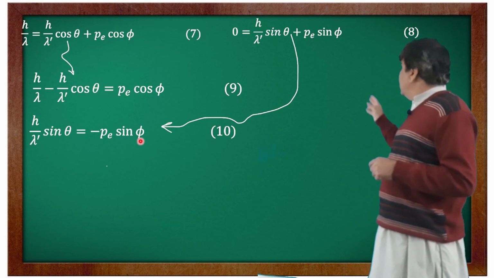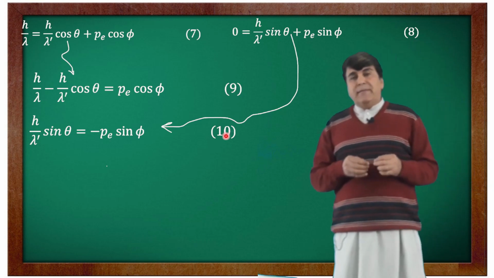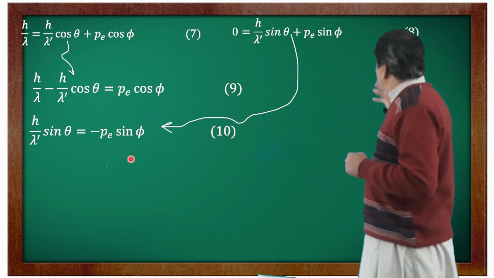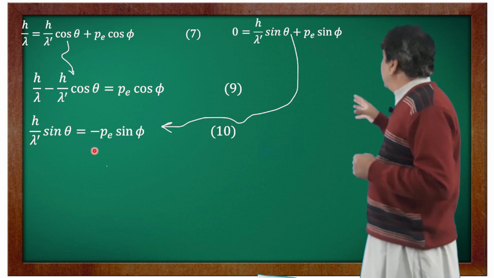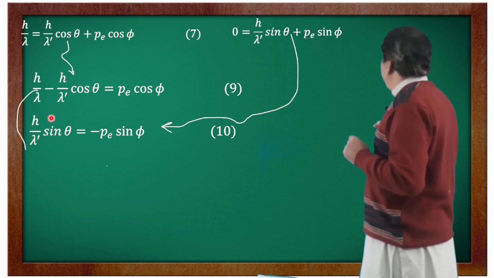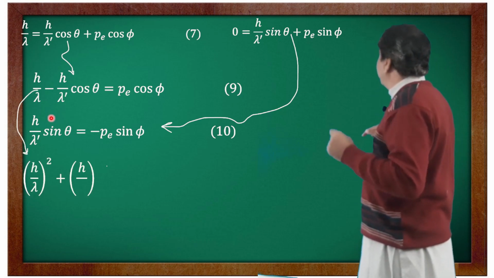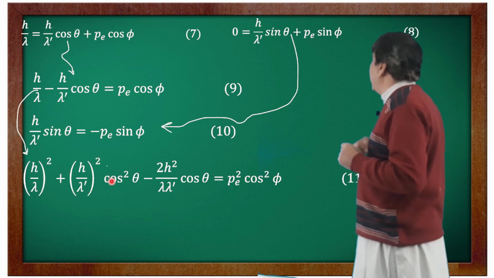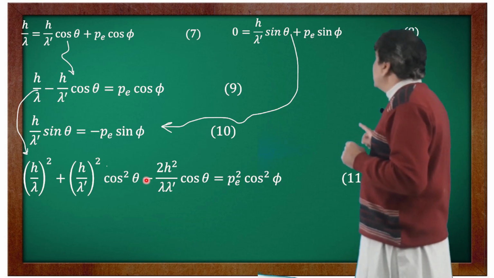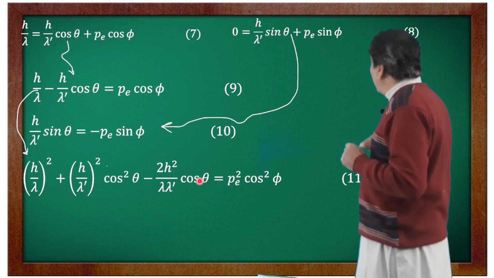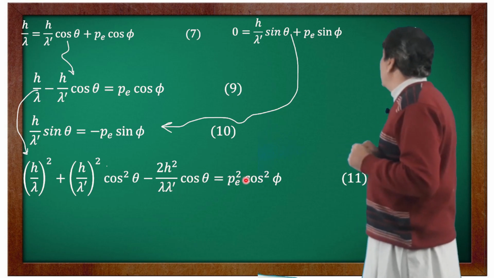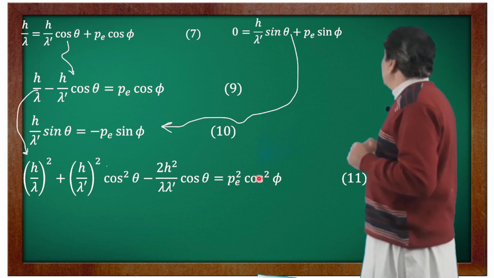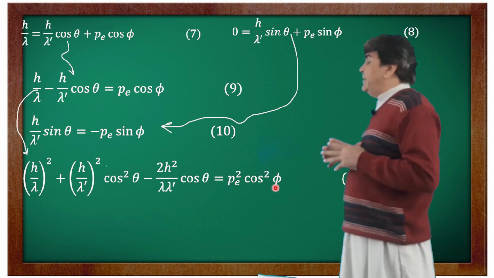I denote these equations by 9 and 10. Now let us square these equations independently. If I square equation 9 first and open up the square at the left side, I can write (h/λ)² + (h/λ')² − 2h²/(λλ') cos θ = p_e² cos² φ.